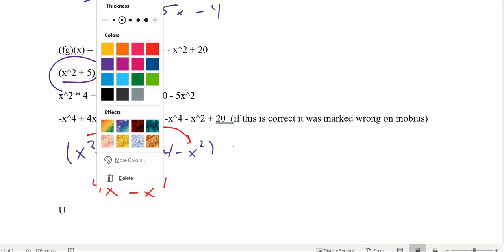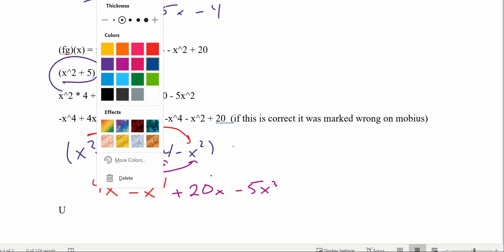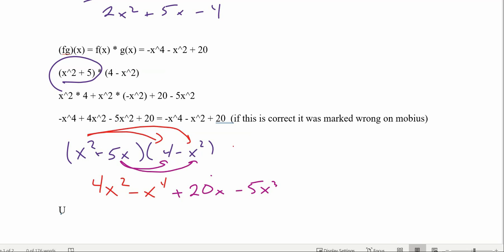Then we'll take the second term, and the 5x, and we'll multiply that through. So 5x times 4 is going to be a positive 20x. Then 5x times that is going to be a negative 5x cubed. And then when we combine all of our like terms, what are we going to have? Negative x to the 4th. There's no other. In fact, we don't have any like terms, do we? So I'm just going to write it in descending order. Not that you have to, okay? I just do.